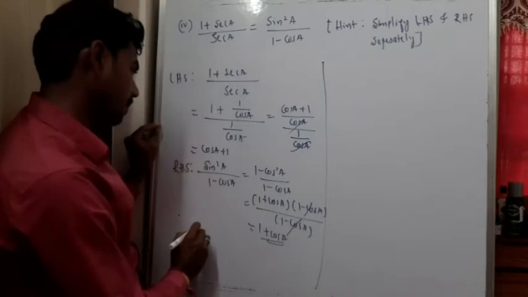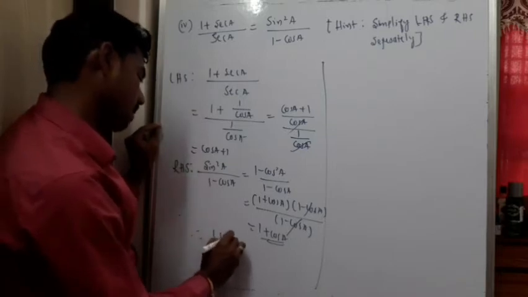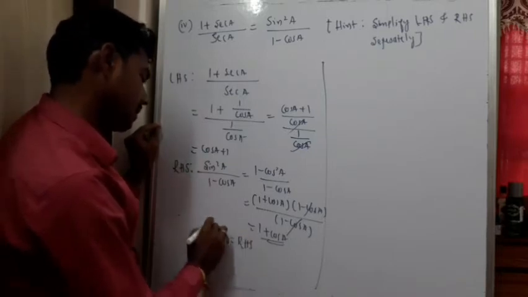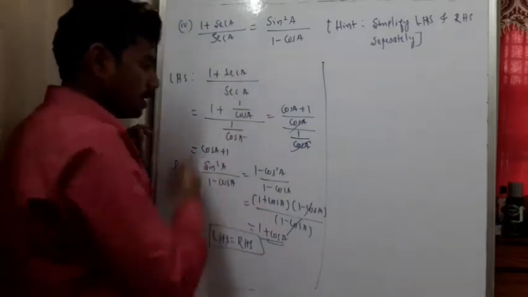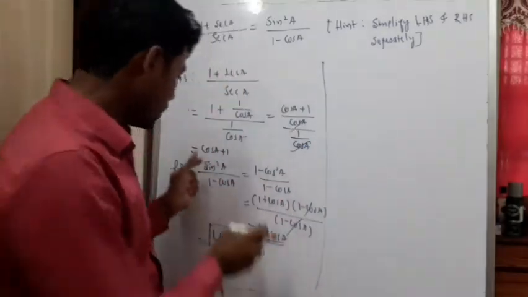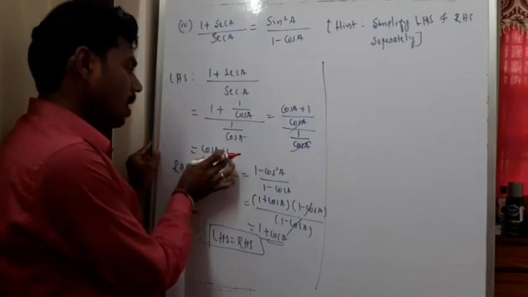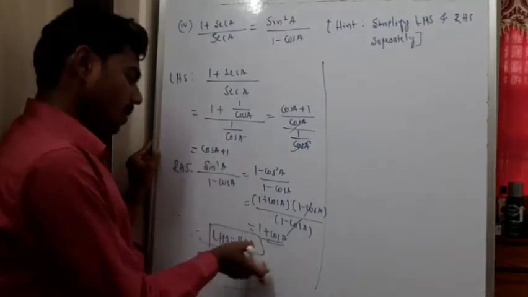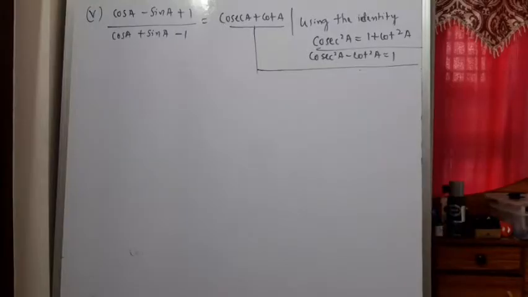So therefore LHS is equal to RHS. So we proved it. So please note this down. Because LHS is cos A plus 1 or 1 plus cos A and RHS is 1 plus cos A. So we proved it. Fifth question.